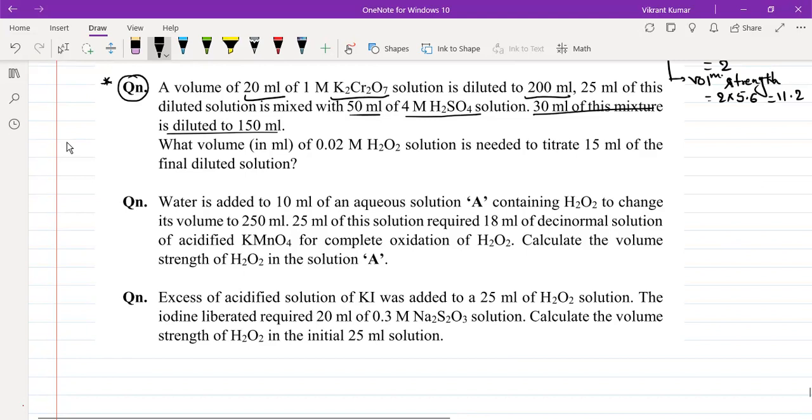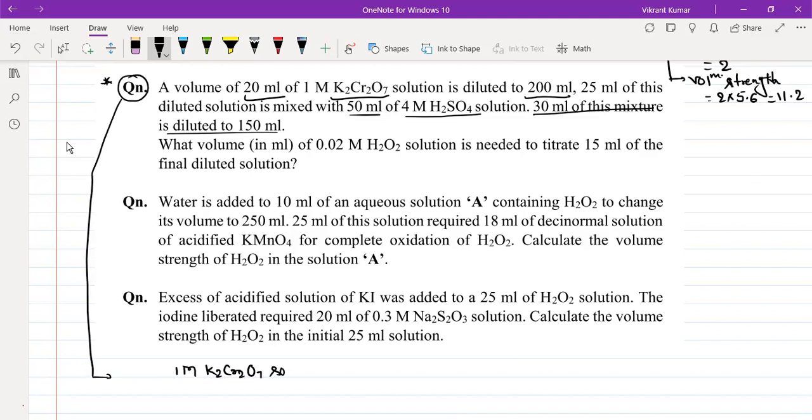सो इसकी बात कर लेते हैं. सो इन दिस क्वेश्चन व्हाट इट इज सेइंग, इनिशियल सॉल्यूशन जो था इट वाज हैविंग 1M K2Cr2O7 solution and the volume is 20 ml. Now, if I am doing that dilution, and in dilution we know that moles will not change, na? Is it okay? So this was having 1 into 20 millimoles.